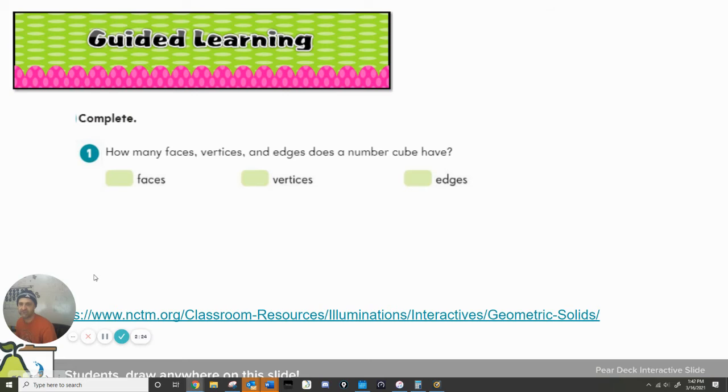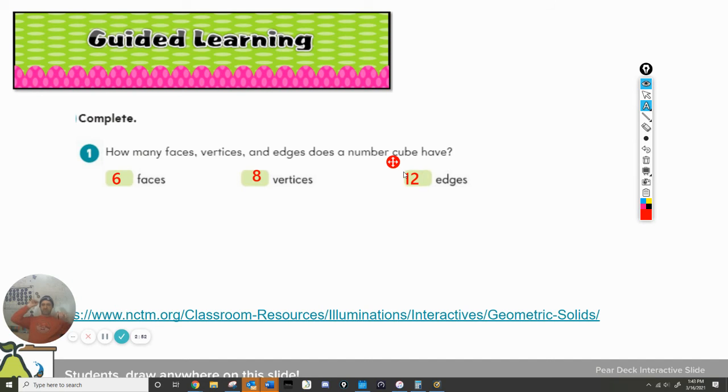Didn't we just do this? How many faces, vertices, and edges does the number cube have? The cube. The number cube. It's also known as dice. Well, we know it's got 6 faces, 8 vertices, and 12 edges.